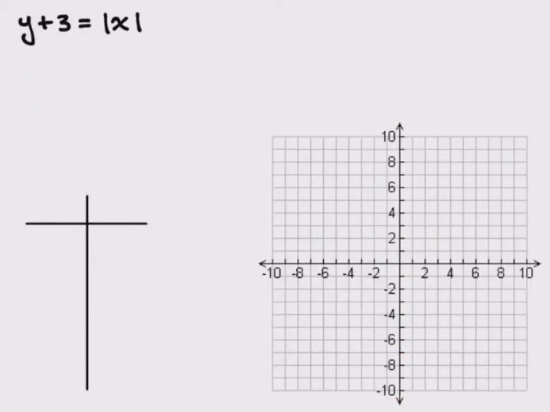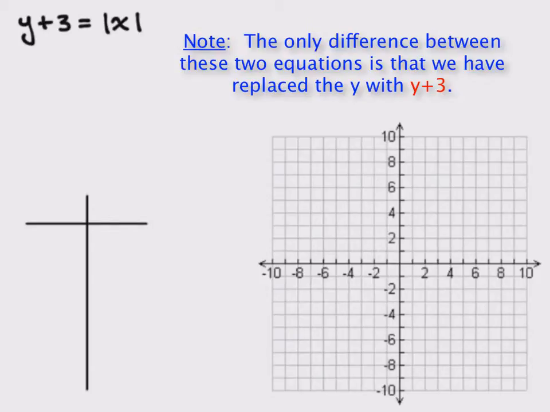Alright, let's try graphing another equation in the family of absolute value graphs. Here we've got y plus 3 equals the absolute value of x. Of course, the only difference between this equation and our original baseline equation y equals the absolute value of x is that the y has been replaced by a y plus 3. And I wonder, what's the effect going to be on our graph?